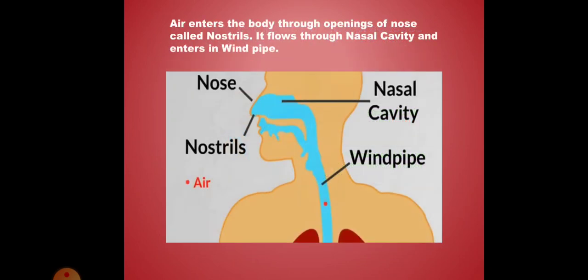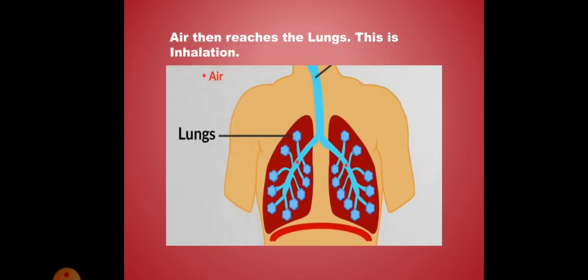Air enters the body through openings of nose called nostrils. It flows through nasal cavity and enters into the windpipe. Air then reaches the lungs. This is inhalation.